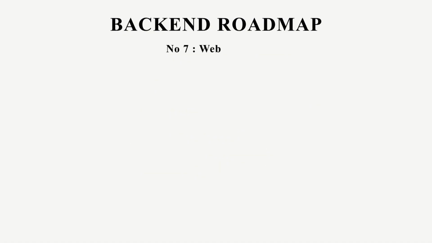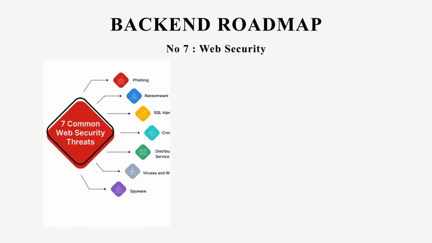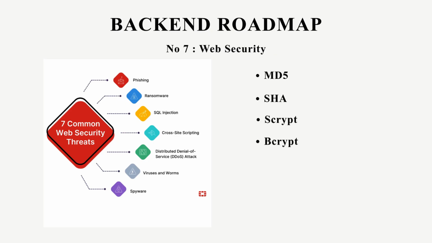Number 7. Web security. Security is extremely important in backend development. Developers must protect applications from attacks and vulnerabilities. One important concept is password hashing. Instead of storing passwords directly, developers store a hashed version using algorithms like MD5, SHA, bcrypt, and scrypt. Modern systems usually use secure algorithms like bcrypt or scrypt.